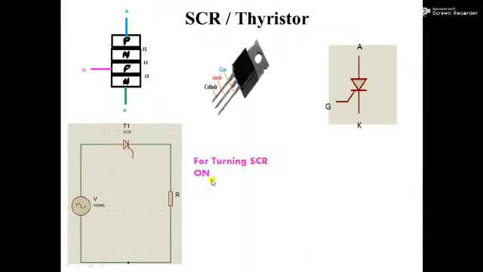For turning the SCR on, there are 2 most important conditions. The first condition is the anode has to get the positive terminal of the supply and the cathode has to get the negative terminal. So you see in the symbol, this anode terminal should be positive and this cathode terminal should be negative. That will happen in case of AC supply during the positive half cycle. And the second important condition is there has to be a gate triggering pulse applied at the gate terminal.